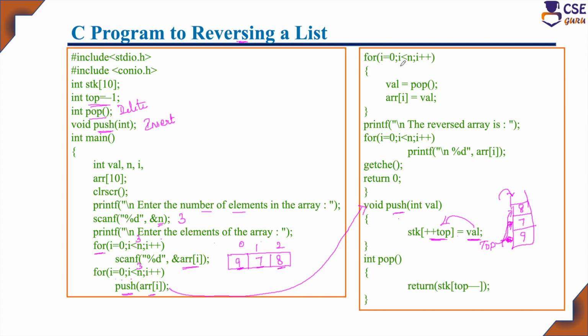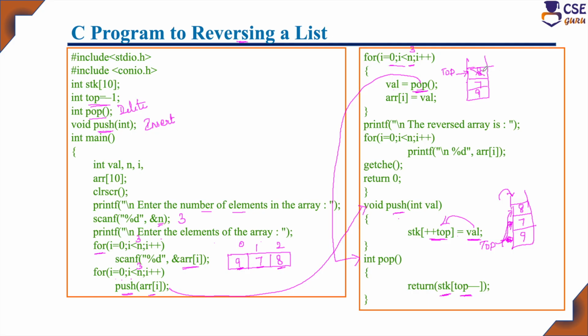Next, using the for loop, i equal to 0, i less than n, where n value was 3, pop an element from the stack. So what is the stack now? This is 9, 7 and 8, right? These 3 elements. Now top is pointing to 8, okay? Value equal to pop. Pop is the user-defined function. Once the function is called, control will be transferred to it. And here it will return stack of top minus minus. It will decrement the top position.